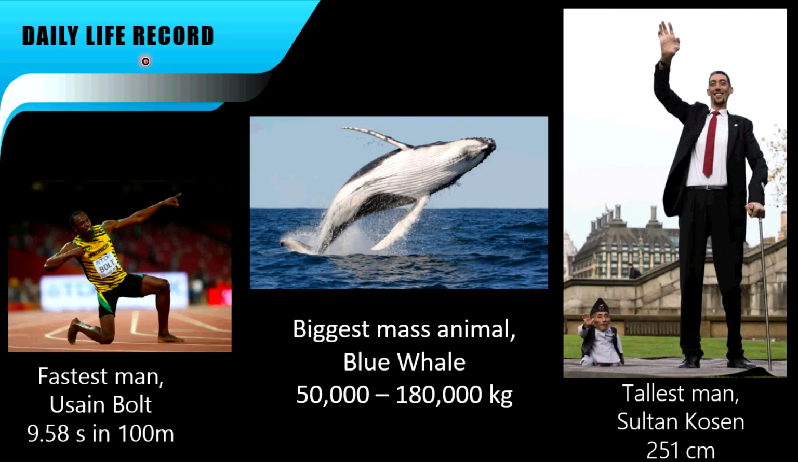We use physical quantity in our daily life. One of it is for the world record. Example, the fastest man on earth in 2019, the biggest mass animal, and the tallest man. They have the numerical value. Usain Bolt can run 100 meter in 9.58 seconds. The mass of the blue whale is around 50,000 to 180,000 kilogram. That is huge mass. And the tallest man is Sultan Kosen, 251 centimeter, which is equal to 2.51 meter.